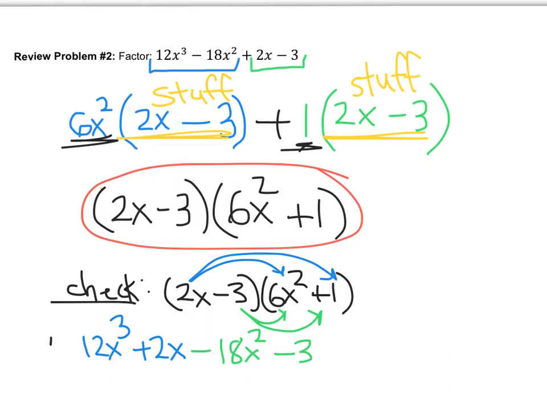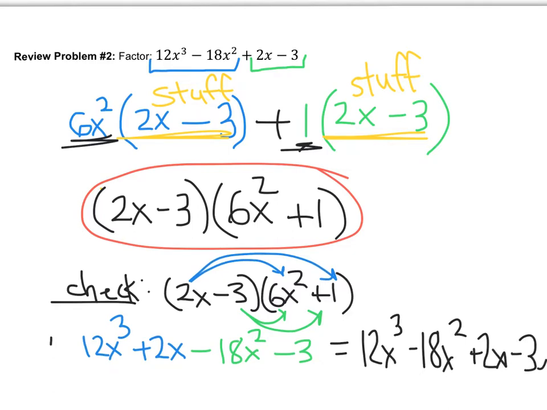Add like terms. There are no like terms, so we are going to just put it in standard form. So 12x cubed minus 18x squared plus 2x minus 3, and that is what we started with. So check, we did it right.